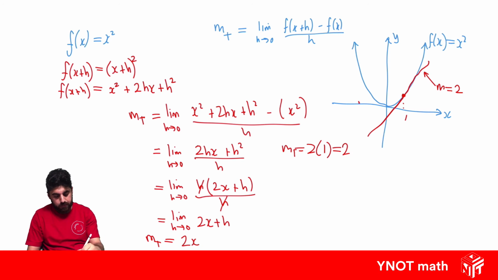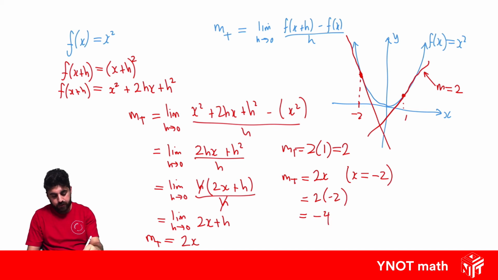Let's look at x = -2. Let's draw a tangent there. What's the gradient of that line? Well, we can use our gradient function of 2x, and we want to know the gradient when x = -2. So we can just sub in -2. 2 times -2 is -4. And what this means is the gradient of this line is -4. And we can do that for any point on this parabola.